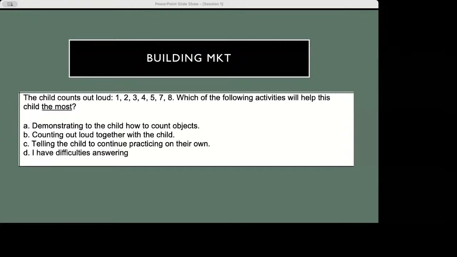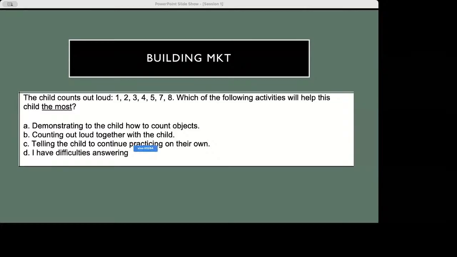Yeah, thank you. I wanted to say that I would go with A because there is the I do, we do, and then you do. I would demonstrate first with the child, and then I would ask the child to count. Otherwise, if we are counting together, the child can even go beyond 8 because to the child it's like a song. But once I do it, and then I ask the child to do it, it would be able to stick.